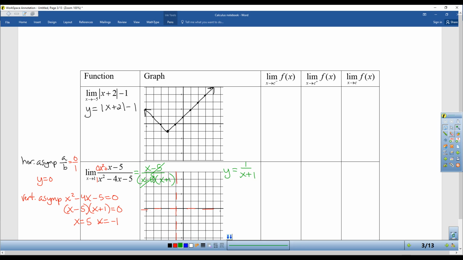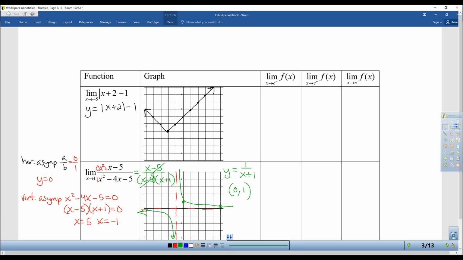And like usual, I just pick a point and plot it. 0, 1, and I have myself a graph. Now, technically, when you get here, there's a hole because you still can't let 5 be something that you enter in. Okay? And that's that graph.